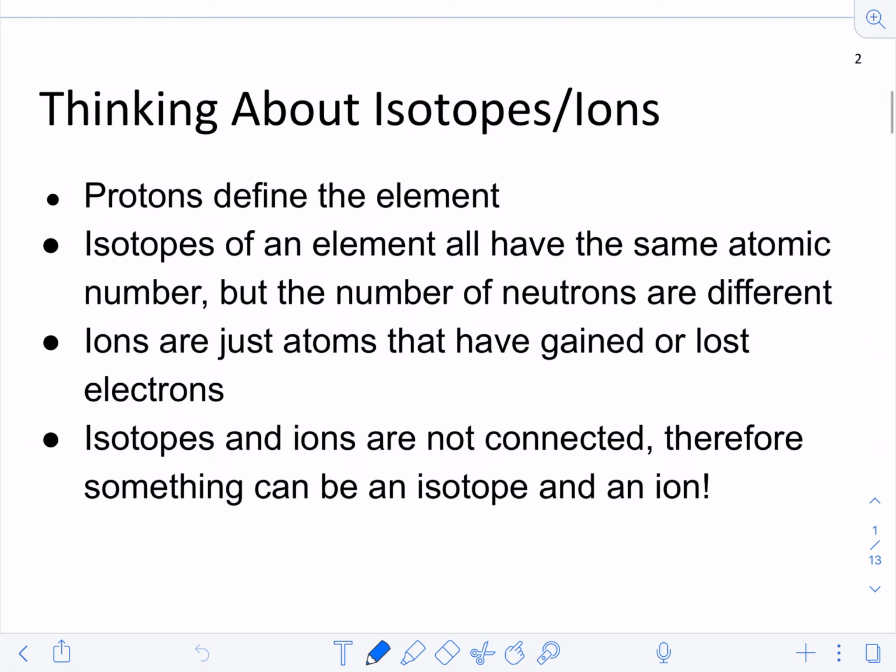All right, now when we think about isotopes or ions, we know that protons define the element. So for any atom, protons define the element. Remember that isotopes of an element all have the same atomic number, which means that they have the same number of protons, but the number of neutrons is different. And then an ion is basically just an atom that has lost or gained electrons, and those have charges. Isotopes and ions are not connected, therefore something can be an isotope and an ion. It can be both.